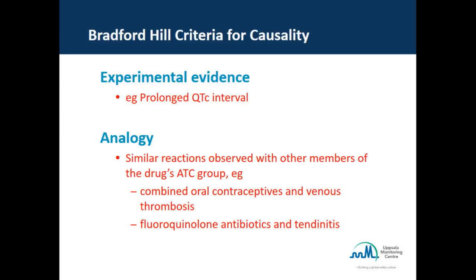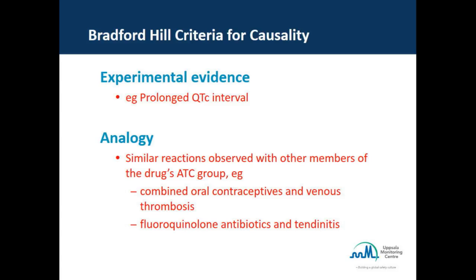Experimental evidence. Sometimes people have shown that an adverse reaction is possible because of the work they've done previously on animals or humans. For example, many drugs now are checked for prolonged QT interval, and you might find that the studies showed that there was a small effect, and then you find some reports in patients where it was more severe, but you've got some experimental evidence that it does occur.